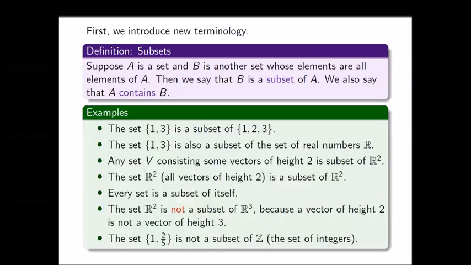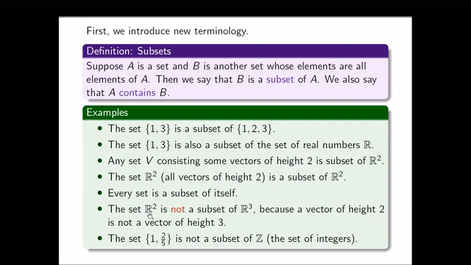Let's look at some examples. So in the first one, this set with the two elements 1 and 3 is obviously a subset of 1 to 3 because this set has two elements 1 and 3, and they both belong to this set of 3 elements as well. The same set is also a subset of the set of real numbers R because R contains every possible real number, and 1 and 3 are real numbers. Any set V consisting of any collection of vectors of height 2 is a subset of R2, and the set R2 itself is a subset of R2 as well, which brings us to a very important point that every set is a subset of itself.